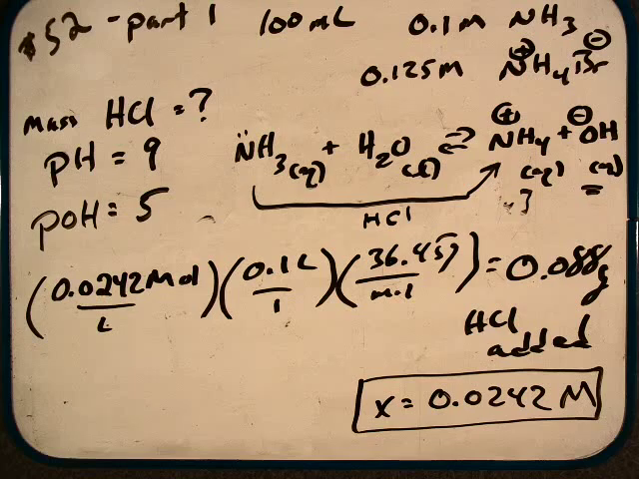So that's how you can use the pH in order to determine how much of an extra acid, or extra base for that matter, is added to a buffer. And so in order for this pH to reach 9 for this buffer, we would have to add about 88 milligrams of hydrochloric acid. And that's number 52, part 1. Again, I would try part 2. It's pretty much the same methodology.